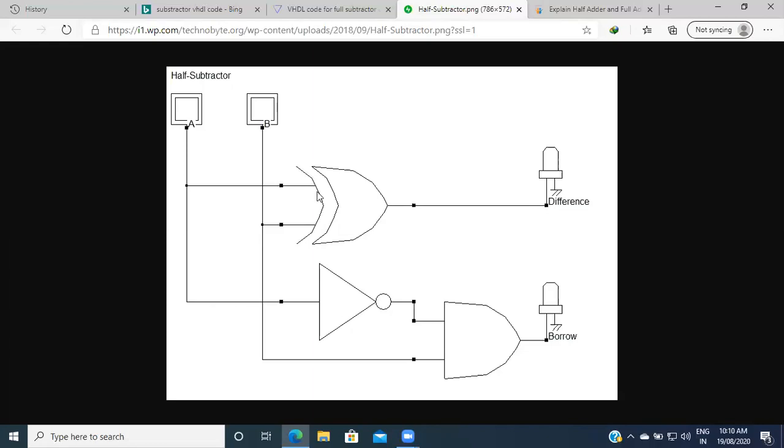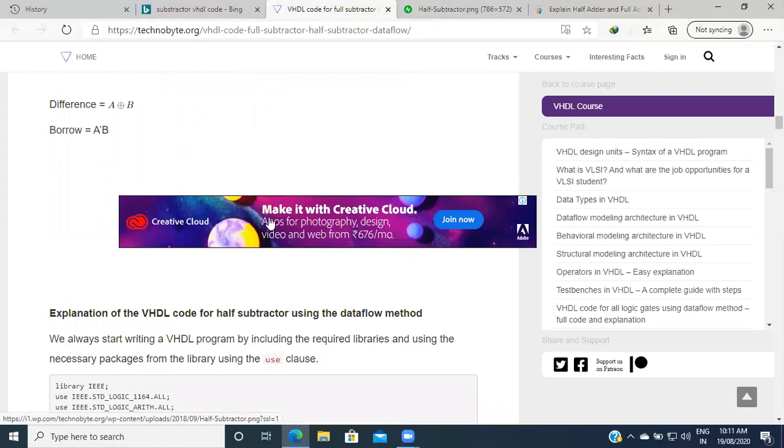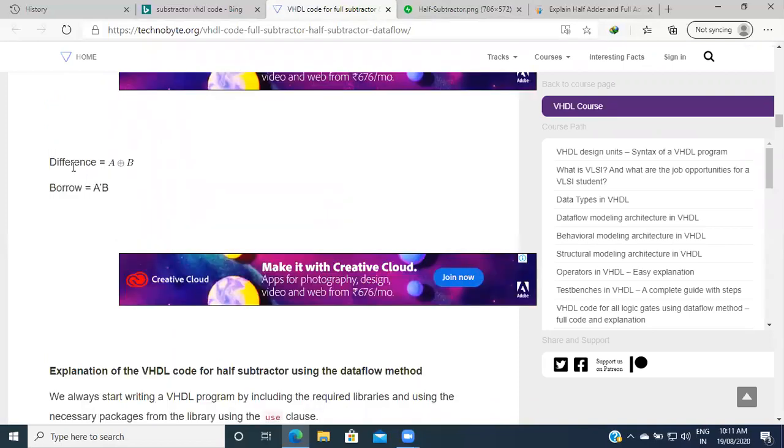So that gate is nothing but the XOR gate. This gate is the NOT gate, and the third gate is the AND gate, and by using those three gates we are obtaining the output. Here the difference is A XOR B, and borrow is A dash B.